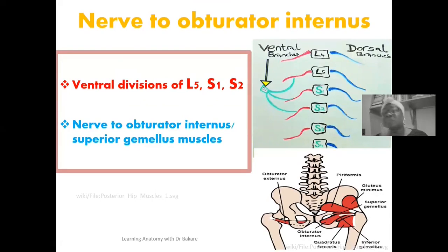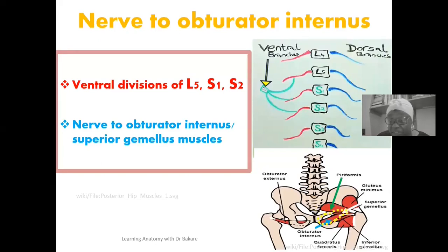Remember, the inferior gemellus muscle is innervated by the nerve to the quadratus femoris. So the superior gemellus muscle is innervated by the nerve to the obturator internus. Let's go back to this image down here for our illustration. This is where we have the piriformis, as we highlighted before. Then inferior to it, we have the obturator internus. Then superior to the obturator internus, we have the superior gemellus muscle. And this muscle here, and also the obturator internus, are innervated by the nerve to the obturator internus. And this is what is captured here in dotted yellow.